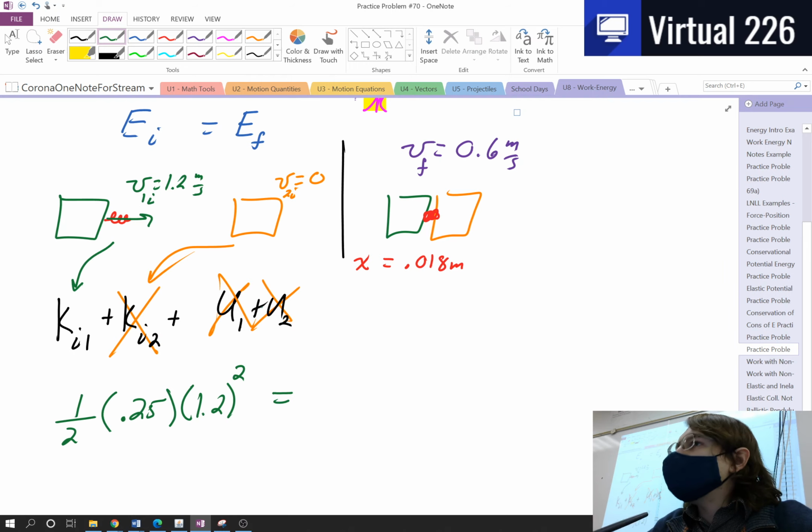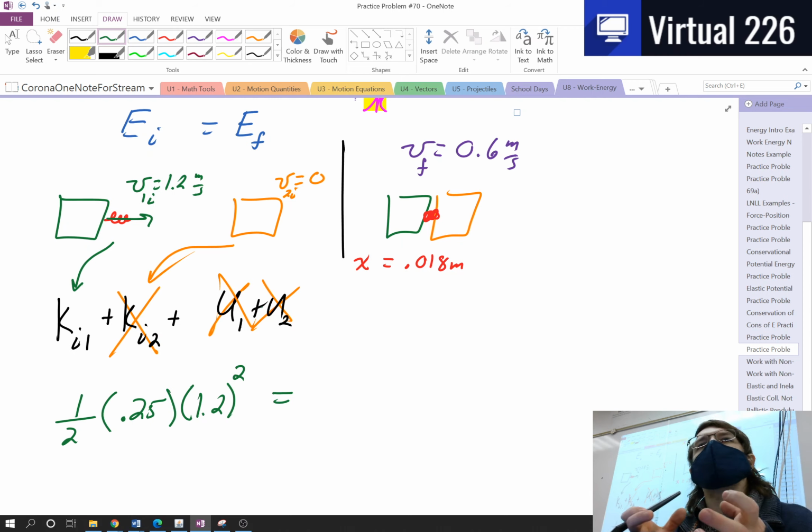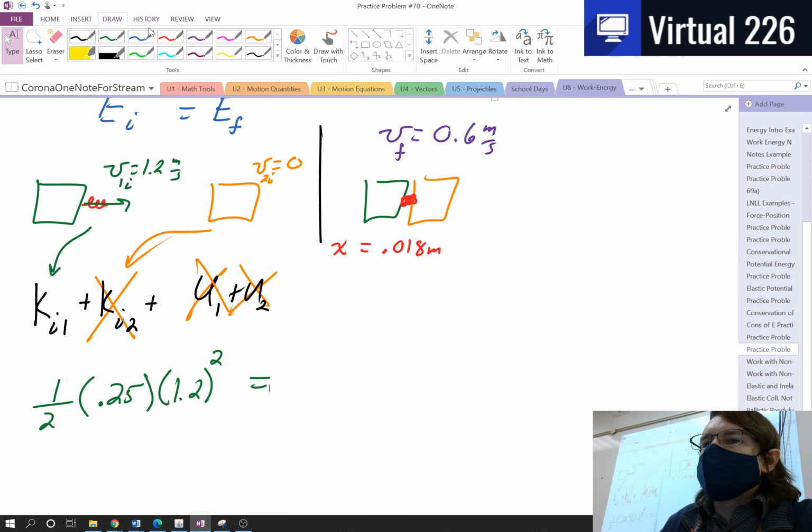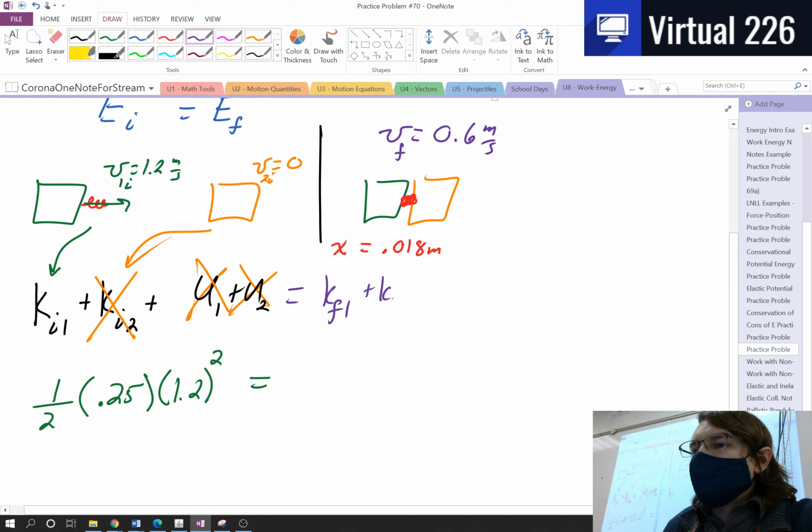After they've collided, that spring has become compressed. They're now moving at new speeds. Now we have kinetic energies for both objects, the first object and the second object. And that spring is compressed in there, so there's a spring, or elastic, potential energy.